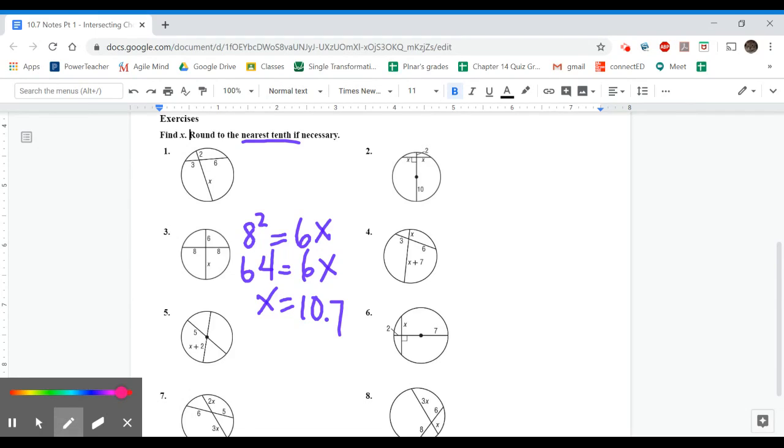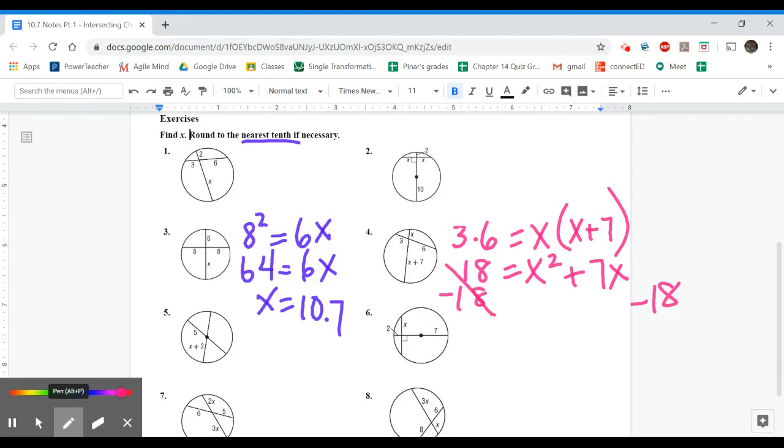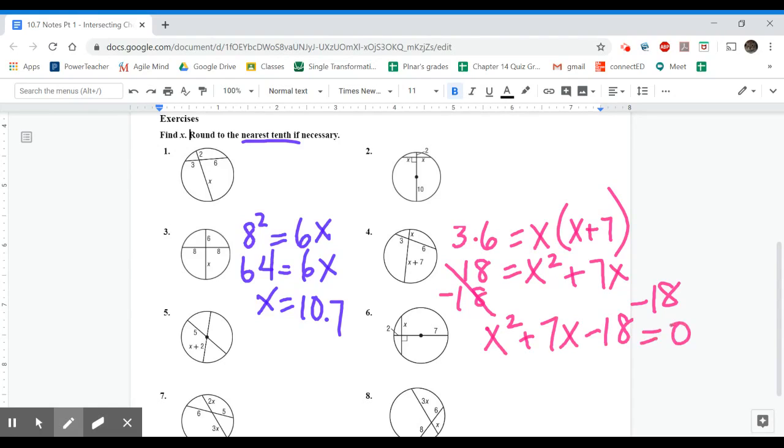Right, I'm going to move on to number 4. Number 4 says 3 times 6 is equal to x times x plus 7. And we're going to end up with a bit of a quadratic equation. 3 times 6 is 18, equals x squared plus 7x. Now, when you have a quadratic equation, you have to set it equal to 0. So I'm going to get 18 over to the other side. So x squared plus 7x minus 18 is equal to 0. So we need to factor this guy.